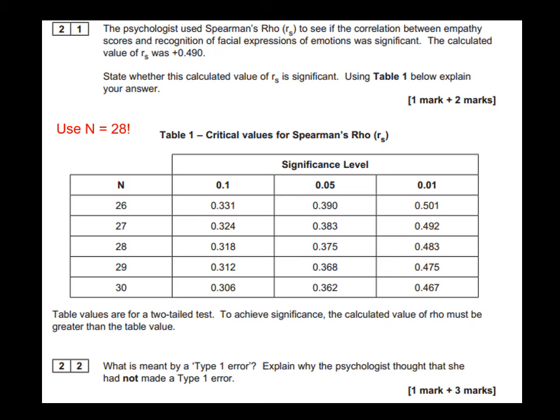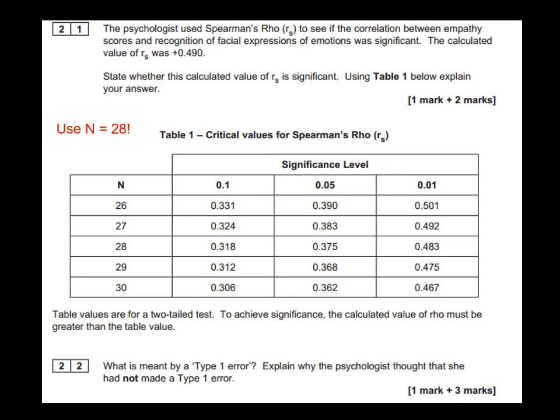We then have to think about which column we're going to be using. And we're going to be using the significance level of 0.05 because unless you're told otherwise, that's the one you use. Then we can see that the important value for us is 0.375 because that's where the intersection between 28 and 0.05 lies. Underneath the table, it says table values are for a two-tailed test. To achieve significance, the calculated value of rho, Spearman's rho, must be greater than the table value.